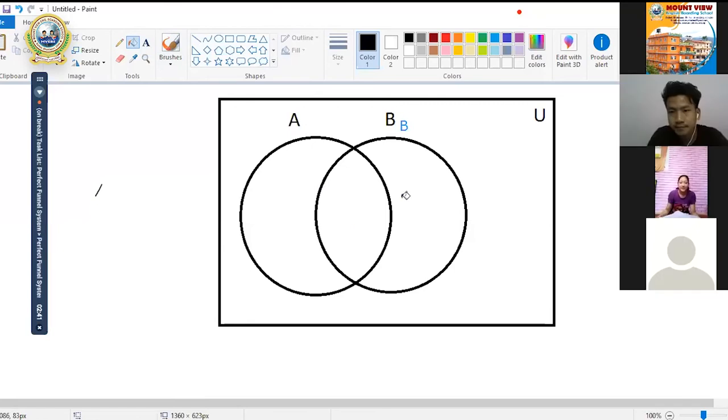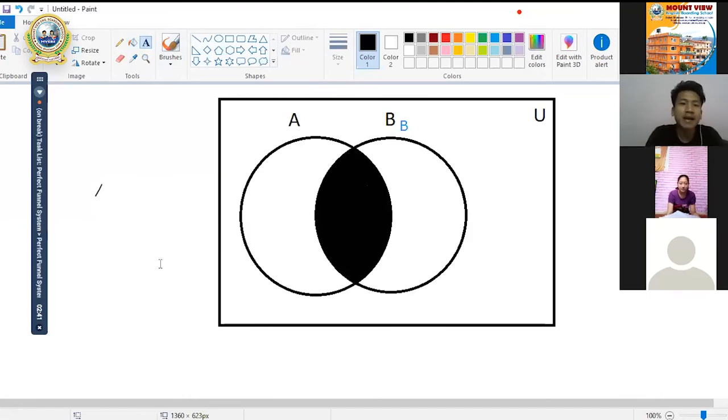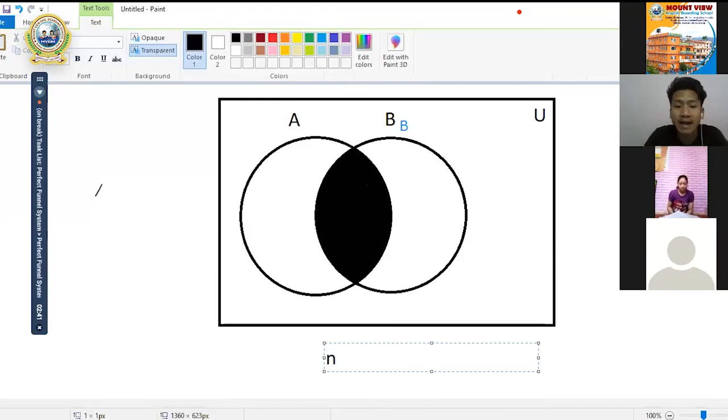Sir, between A and B. This part. Yes, sir. Yes, very good. यदि यो सेट A intersection B हो भने, in terms of cardinality, cardinal number को टर्ममा यो भनेको n(A ∩ B) हुन्छ। OK Arya, बुझिराख्नु भएको छ?